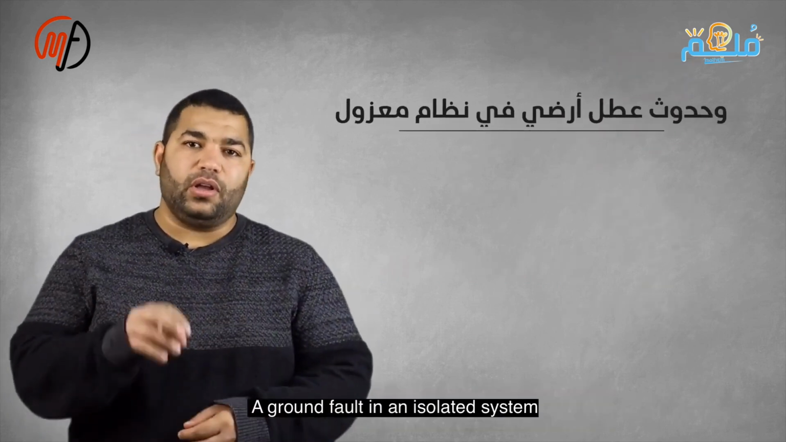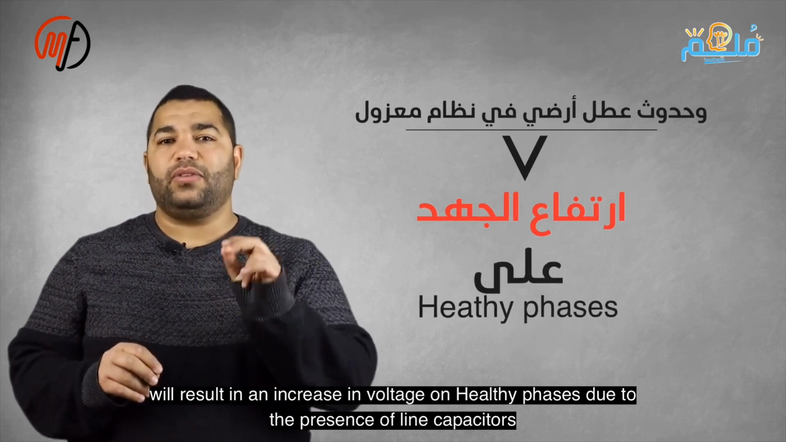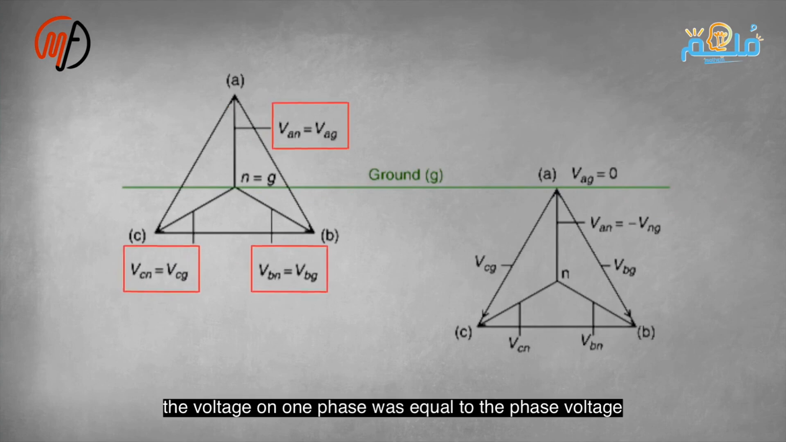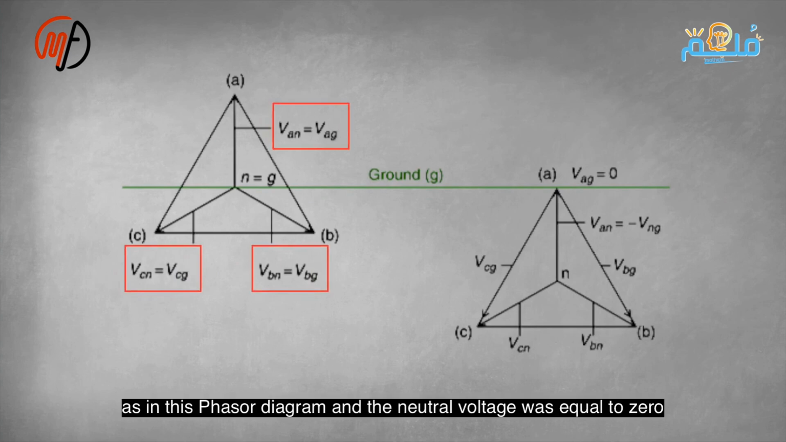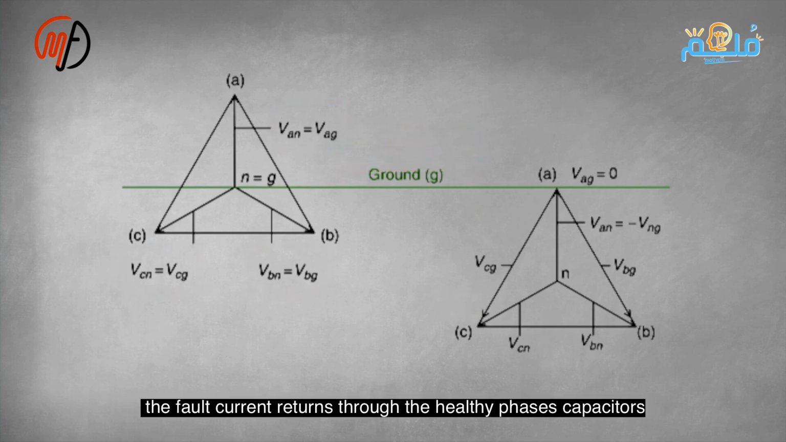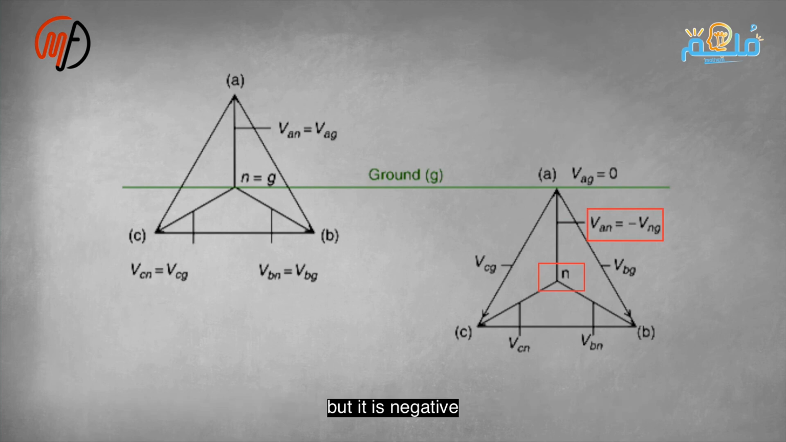If a ground fault occurs in an isolated system, it will result in a voltage rise on the healthy phases due to the line capacitances. Before the fault occurred, the voltage on each phase was equal to the phase voltage, as shown in this phasor diagram, and the neutral voltage was zero. However, after the fault occurs on phase A, the fault current returns through the capacitances of the healthy phases, causing the neutral point voltage to rise to the value of the phase voltage, but it will be negative.